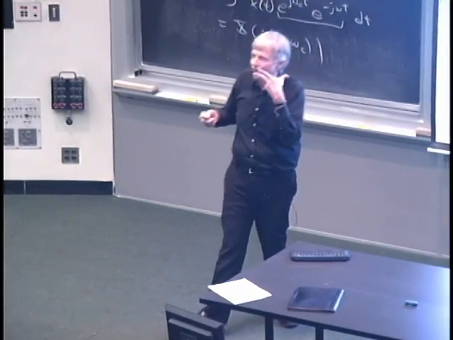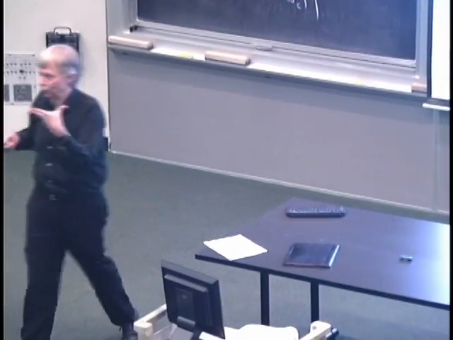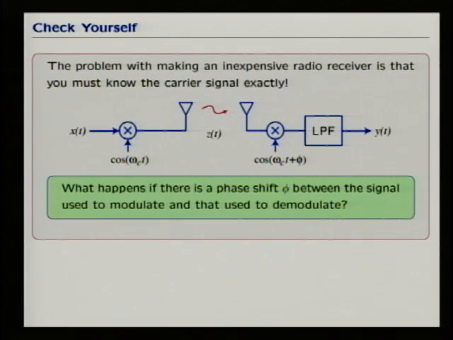So if you're multiplying by cos omega_c t and you want omega_c to be omega_2, it better actually be the cosine of omega_2 and not the sine of omega_2. Sine and cos differ by a phase. So the question is, what's the effect of phase when you're trying to demodulate a signal? So look at your neighbor. What would happen if you tried to demodulate by precisely the right frequency, but you were slipped by phase?